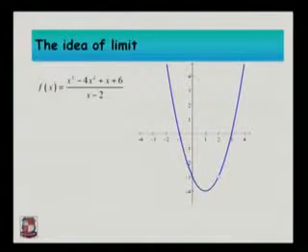Value of this function at x is equal to 2. So from the graph, or from the definition, we can say that for x equal to 2 this function is not defined, because at x equal to 2 the denominator becomes 0.